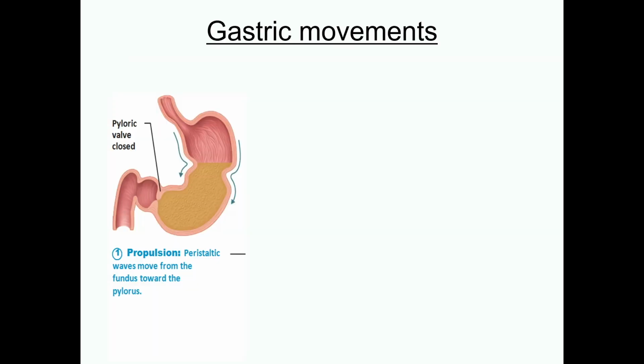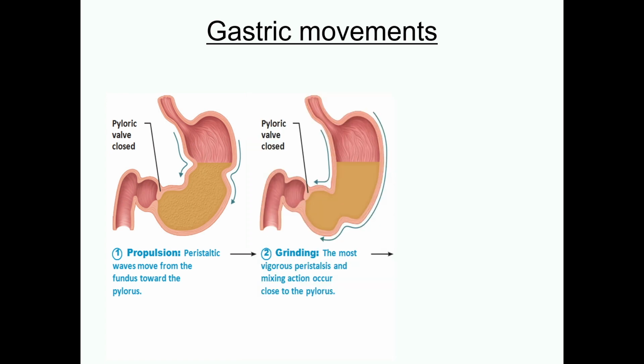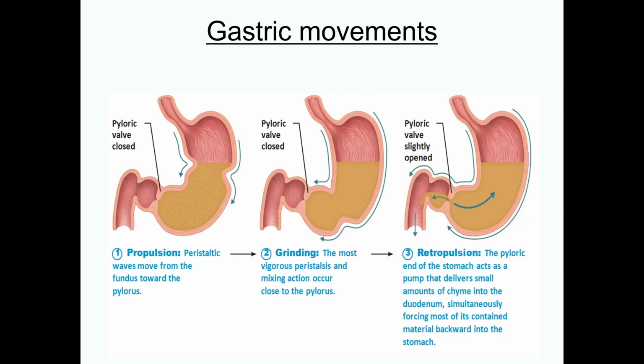Let's touch briefly on gastric movements. The first movement in the stomach is propulsion, where peristaltic waves move from the fundus to the pylorus, which is closed. Second, there are muscle movements primarily from those oblique layers that grind and mix the chyme closest to the pylorus. Finally, there is a movement called retropulsion, where as the pyloric sphincter opens slightly, a small amount of chyme enters the duodenum, but most of the chyme is forced backward into the body for more grinding.